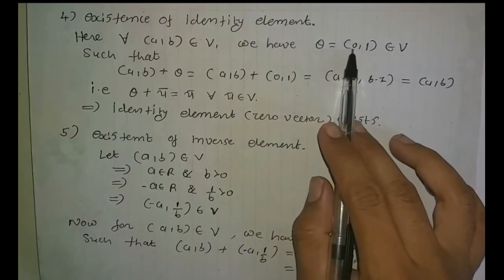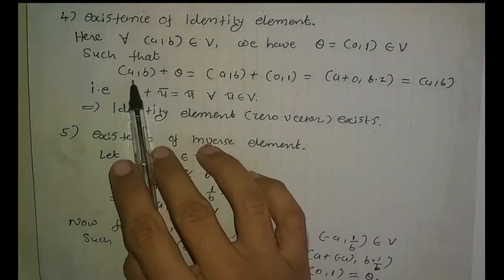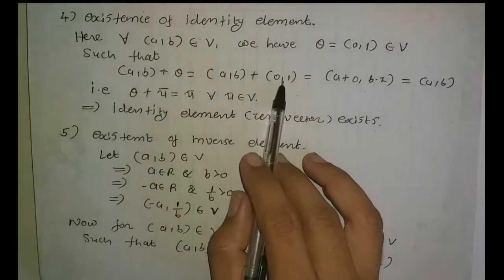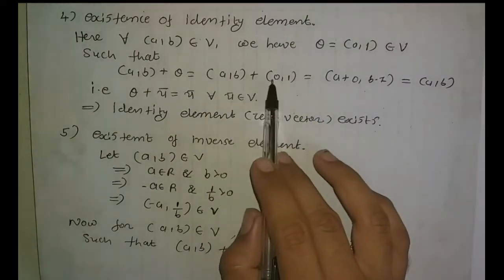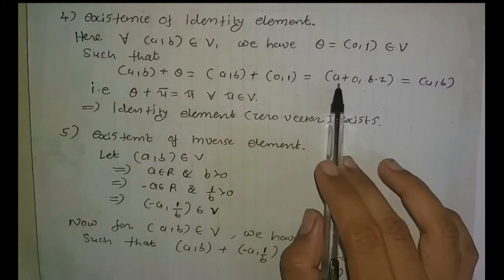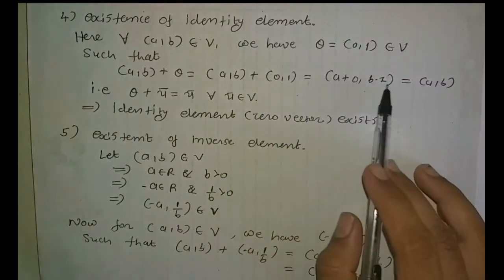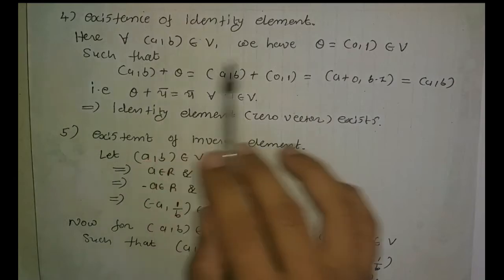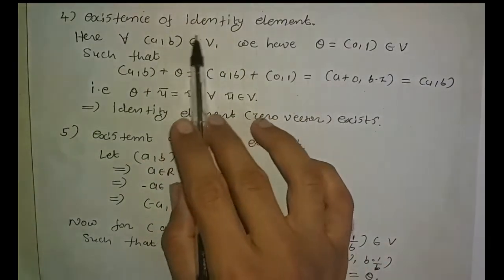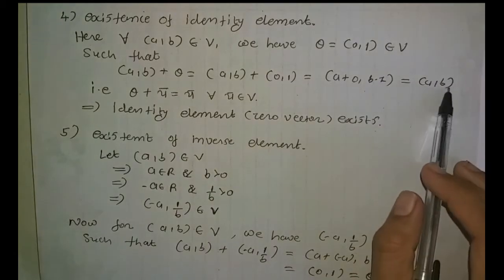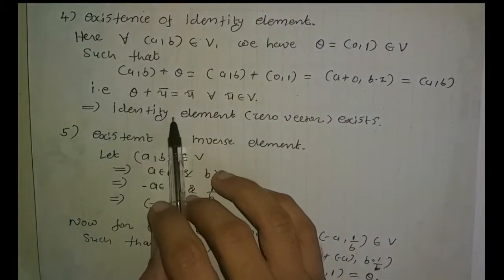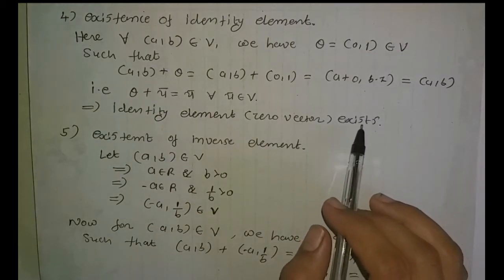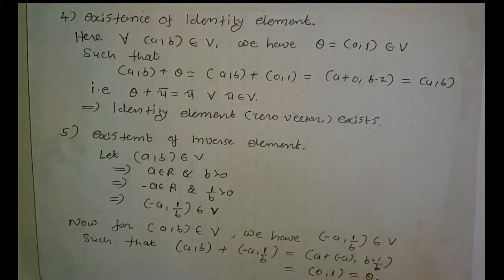So theta equal to (0, 1) belongs to V, such that vector (a, b) plus theta is equal to vector (a, b) plus vector (0, 1), which is equal to the summation of first coordinates, a plus 0, and the multiplication of second coordinates, b into 1. So we get the answer (a, b). So when we add vector theta to any vector of set V, we get the same vector. So theta is the identity element or zero vector, or we can say additive identity. So the identity element exists.